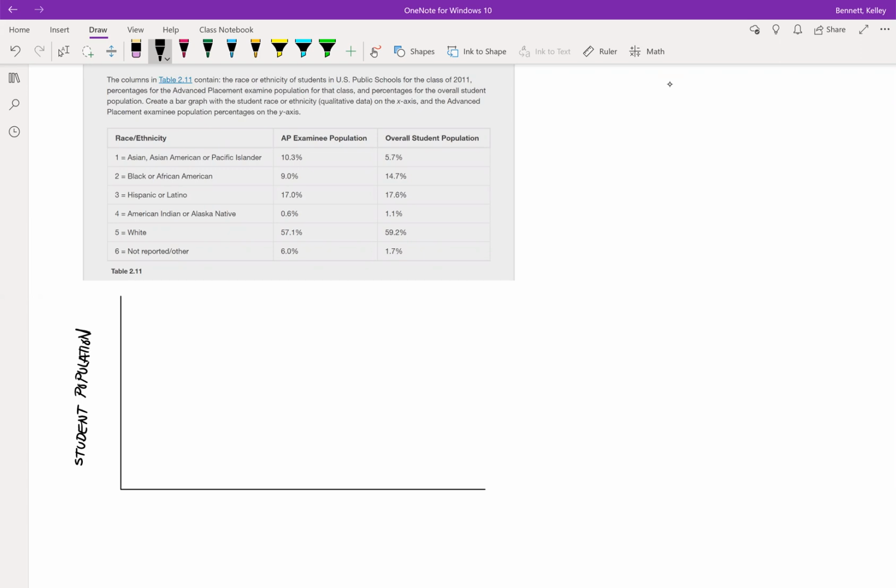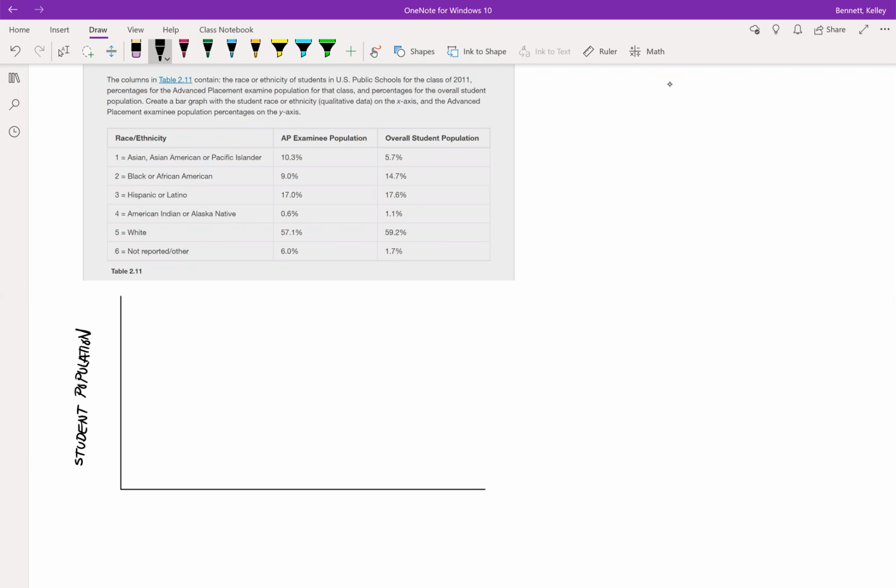If we look at Black or African American, we've got 14.7% of the overall student population, yet they're only 9% of the AP population. So what's the discrepancy here? Compare that then to the Hispanic or Latino. They're actually really consistent. They're 17.6% of the overall student population, and they're 17% of the AP examined population. Anyway, something to think about next time you read media, especially in our current social climate.